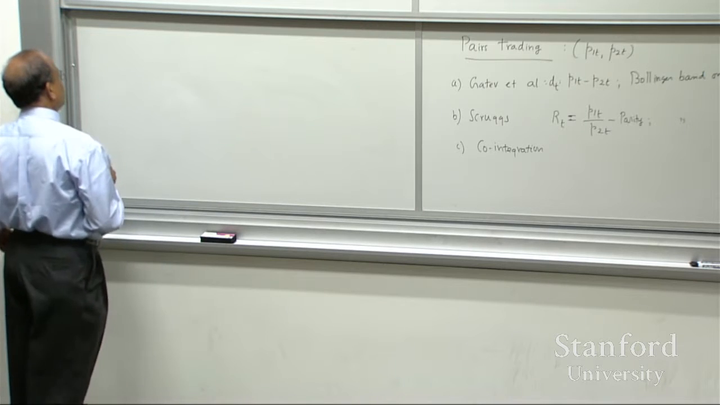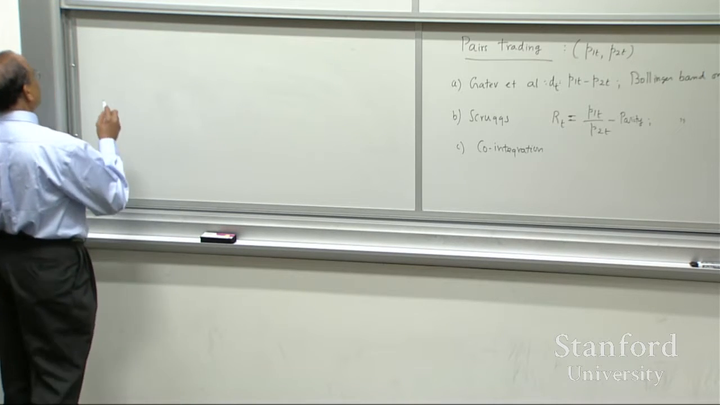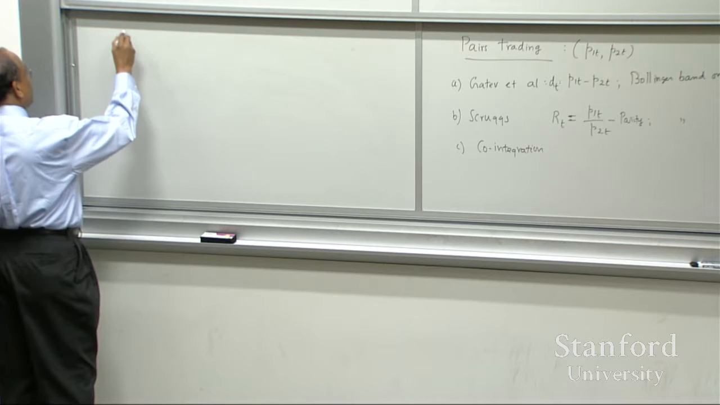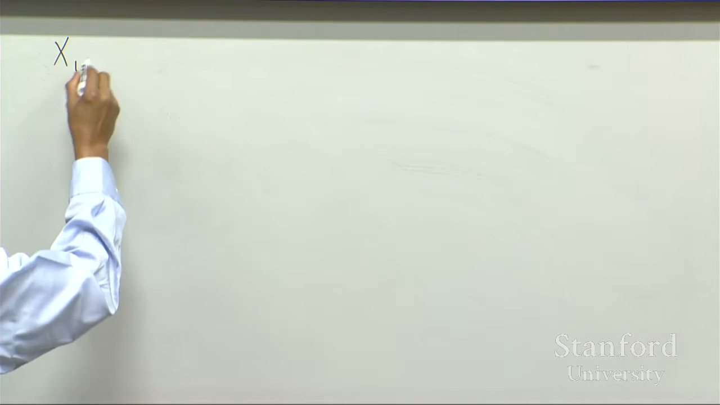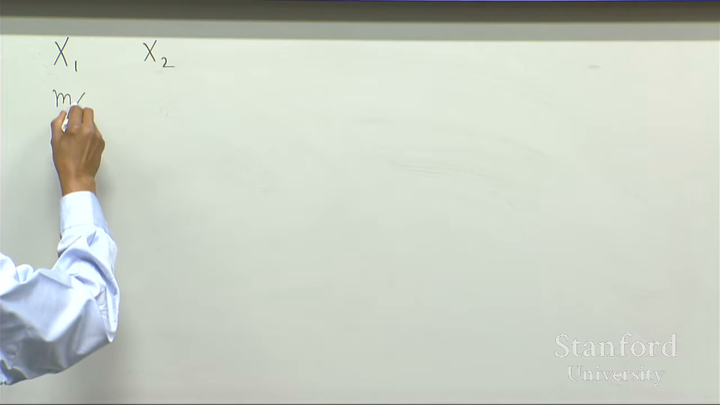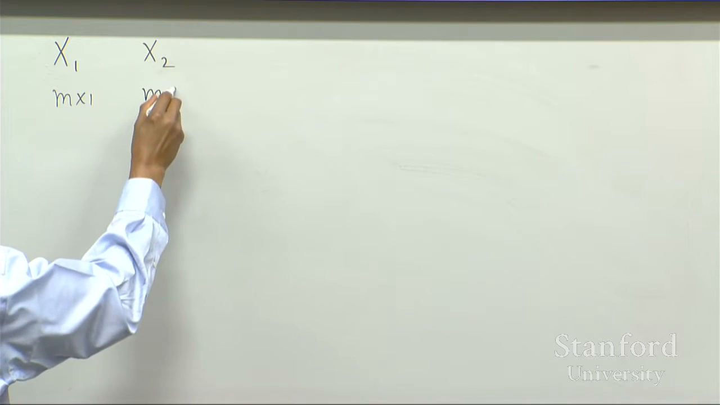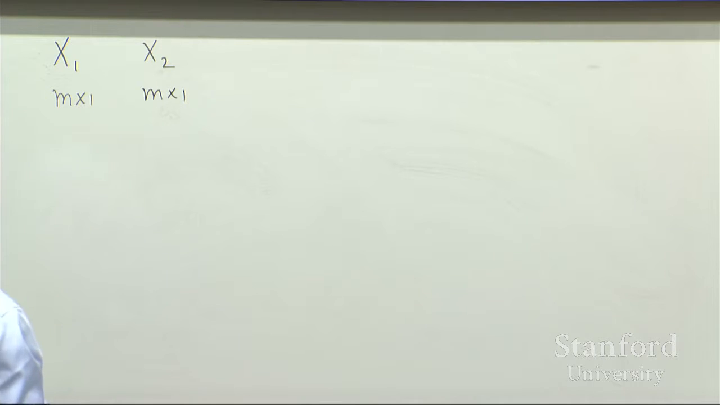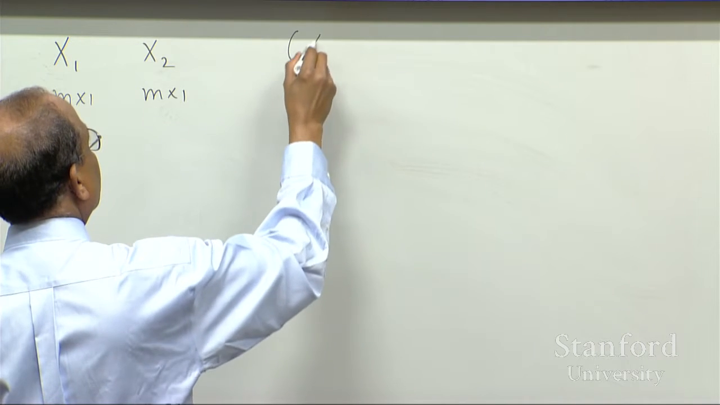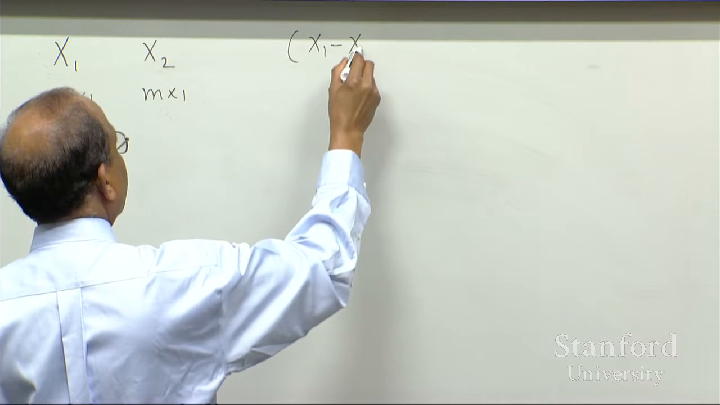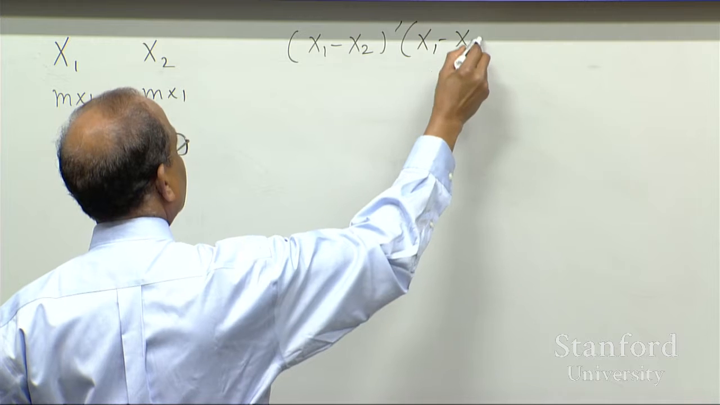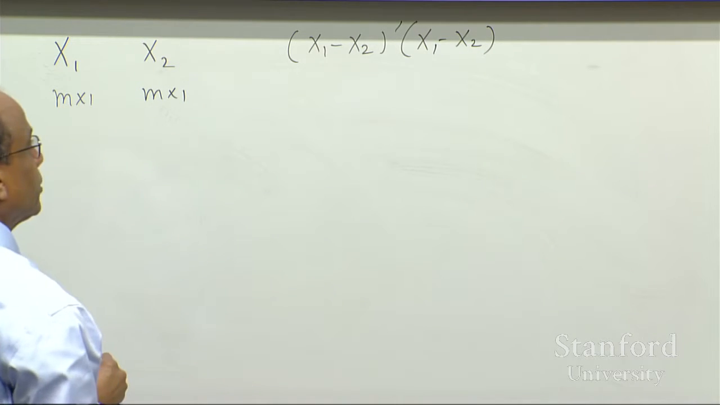So generally, I think you will see that if you have two observations, let me write here x1 and x2. Let's assume that both are of dimension, say, m by 1. So simply Euclidean distance is going to be (x1 minus x2) prime times (x1 minus x2), right? That's a simple Euclidean distance.